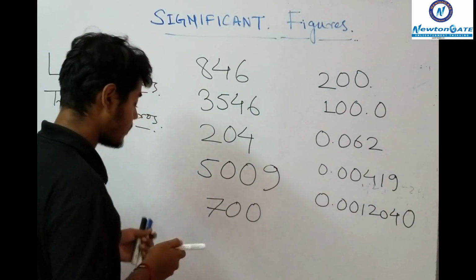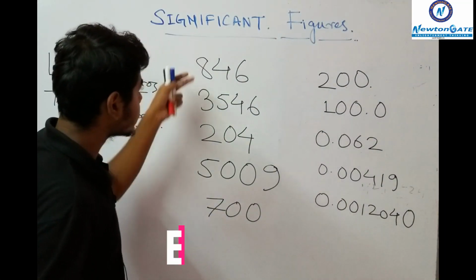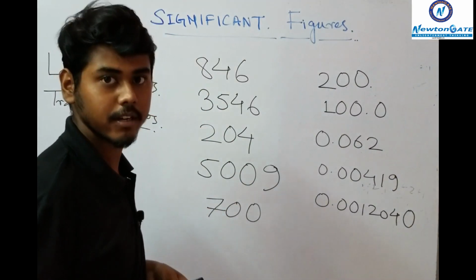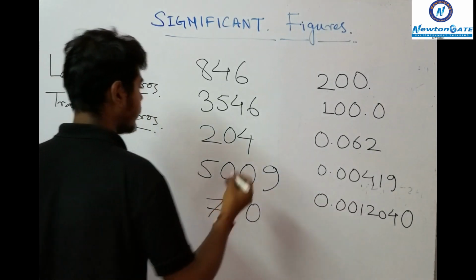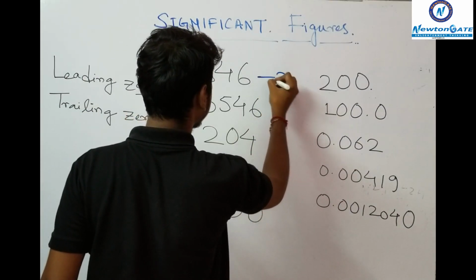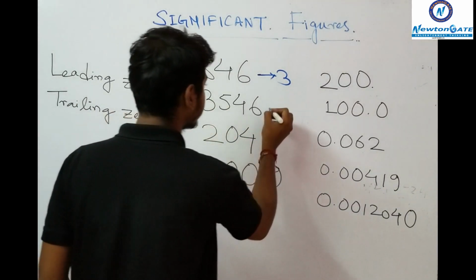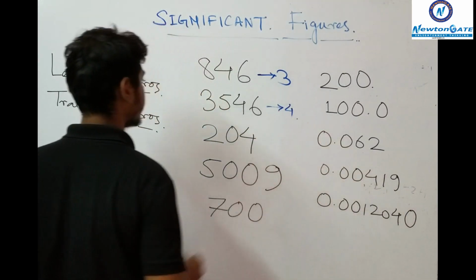Let us take a few examples. In the first example it is given as 8, 4, 6. Can you say how many significant figures are here? Nothing to think about, it is 3. In the second example it will be 4, right?